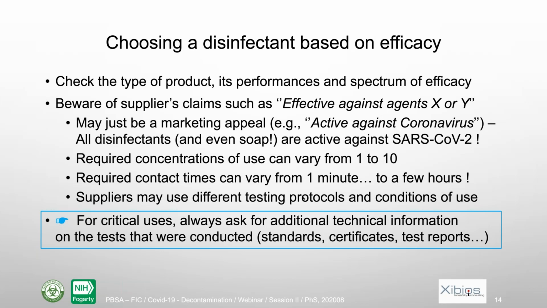Then also be aware that suppliers may use different testing protocols and conditions of use. So there is testing on suspension, on surfaces, and so on. And those, of course, can lead to different results. Anyway, for any critical use of a disinfectant, so in this case, coronavirus, even if it's not highly resistant, but also for very resistant or very hazardous virus, you always need to ask for additional technical information to be sure that you have the right product. Tests were conducted, and so you should ask about those tests, about the standards that were used, about the certificates that they have, and if possible, the test reports.